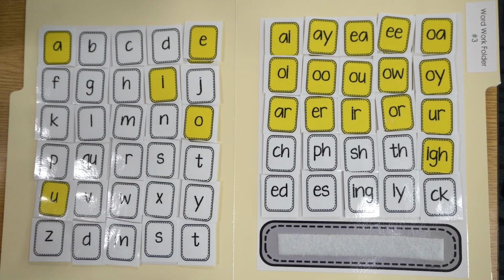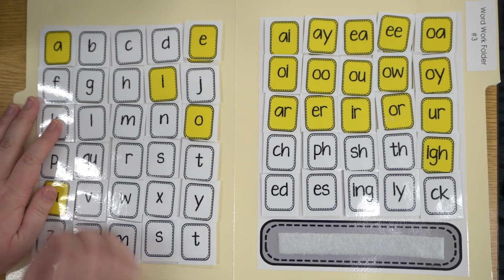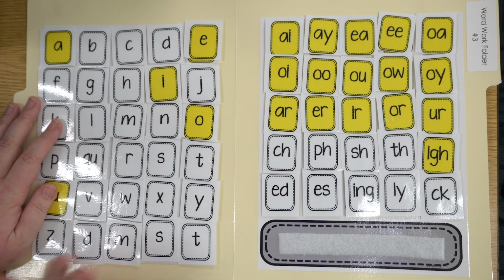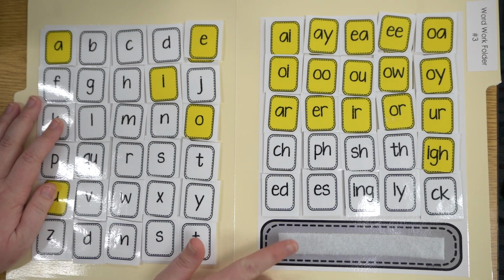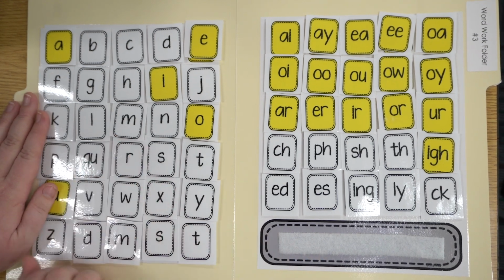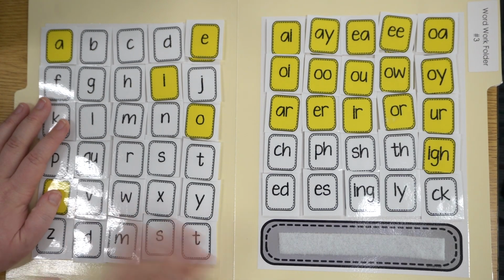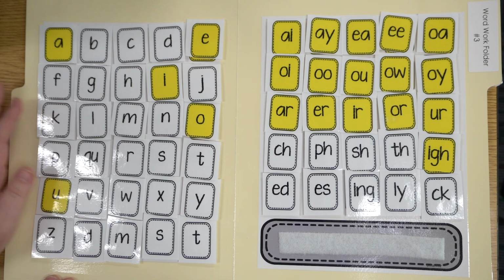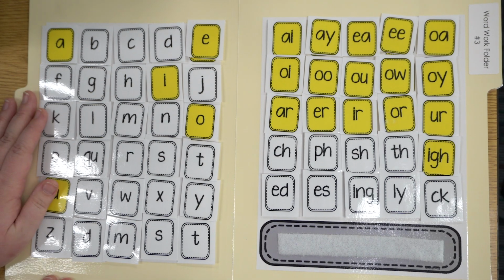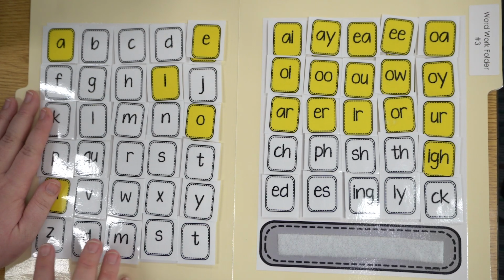So first, let's go over the rules of the word work folder. First, we cannot take all of the letters off at once. Let's only take off what we need, and we spell words down here. And when we're done using letters, then we can put all the letters back where they belong. So make sure they go back where they belong. We're going to do this together today, with me and you. So let's start with making et.